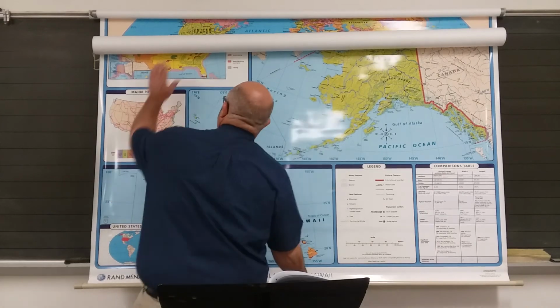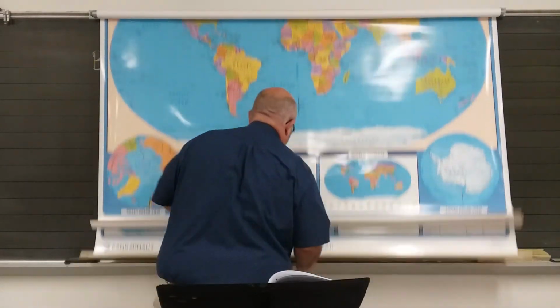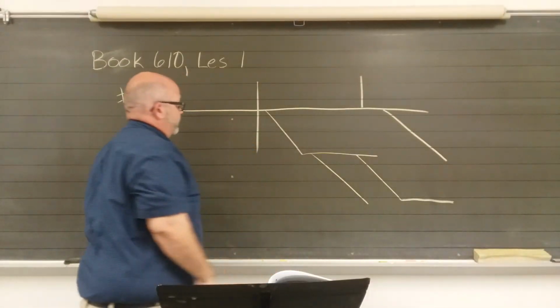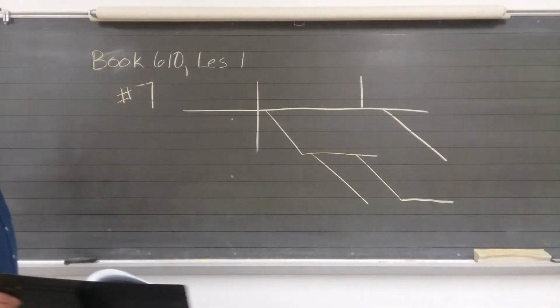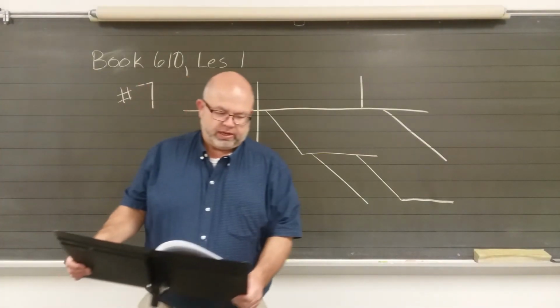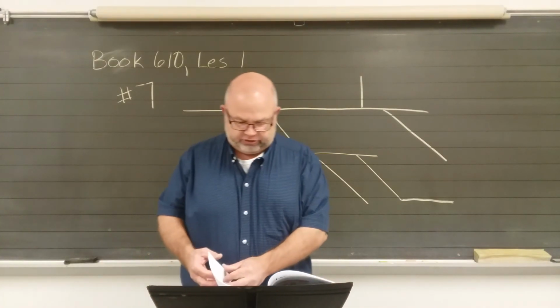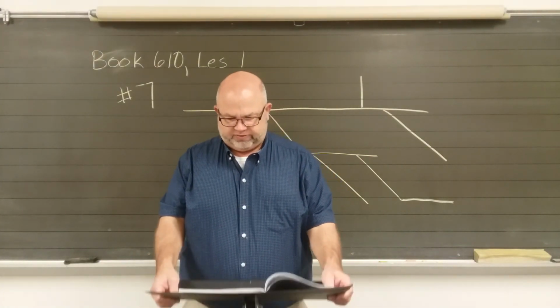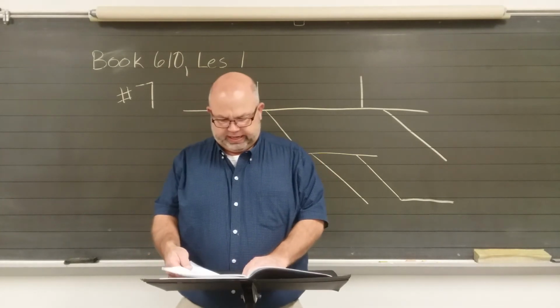I have the diagram for number seven on the board here. A couple that you need diagrams. Here's the diagram for number seven. Book 610, lesson 1, number 7. That's what your diagram looks like. So copy it down. Do that. Let's just look quickly at your spelling words yet. Then please have this lesson finished for Monday.